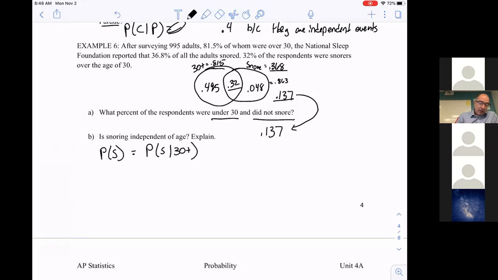The probability of snoring, we already have that up there. It's 0.368. This is going to be the snoring and 30 plus divided by being 30 plus. The intersection of the two events is 0.32. The likelihood of being 30 plus is 0.815. Comparing these two things, we get 0.368 and we get 0.393. Since my probability changed, these are not independent.